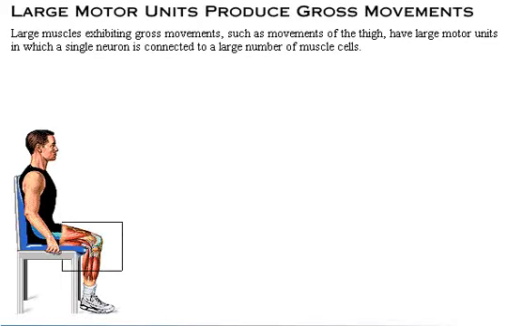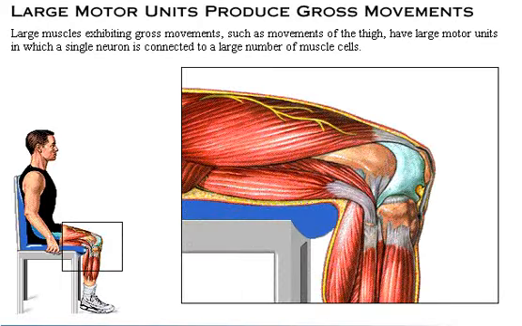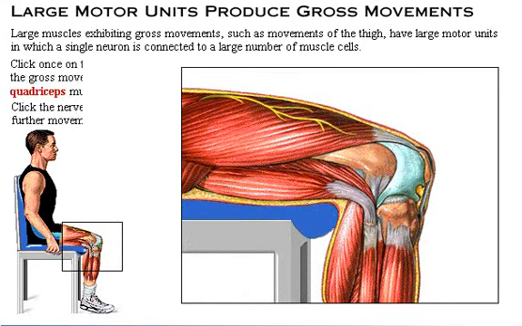Large muscles exhibiting gross movements, such as movements of the thigh, have large motor units in which a single neuron is connected to a large number of muscle cells. Click once on the nerve to see the gross movement of the quadriceps muscle. Click again to see further movement.